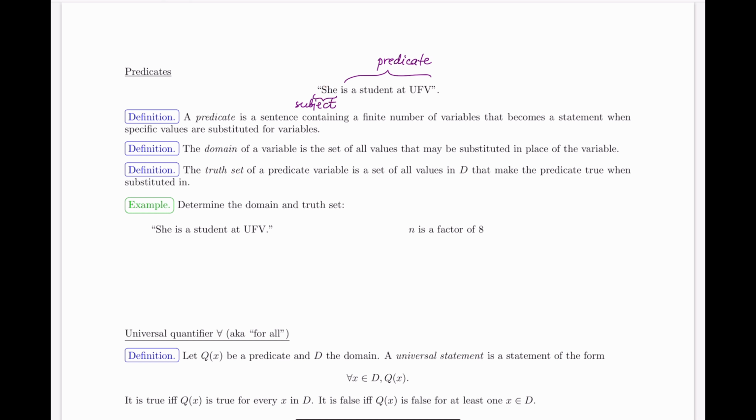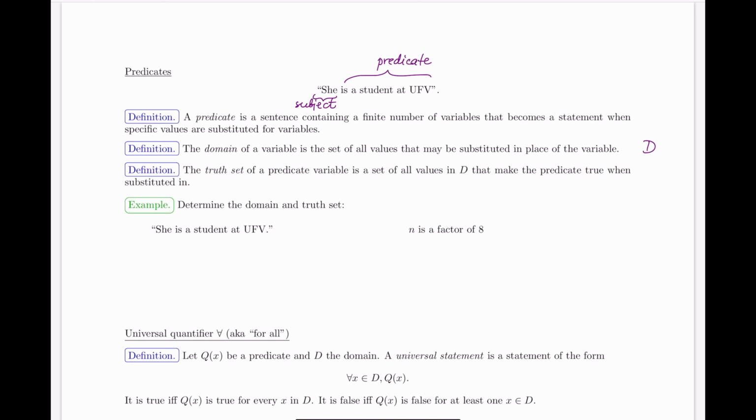If we have variables, then we have domains for those variables, much like in pre-calculus and calculus when we're talking about functions. Here, the domain of a variable is a set of all the values that may be substituted in place of the variable. Normally, we denote domain by the capital letter D.